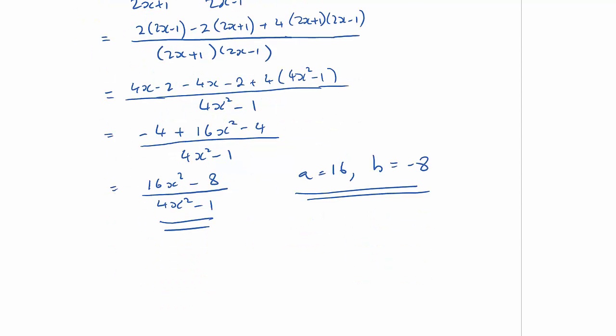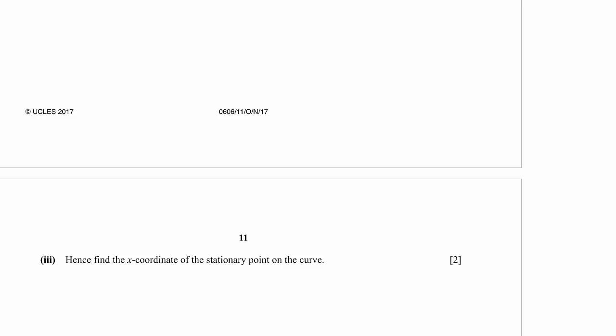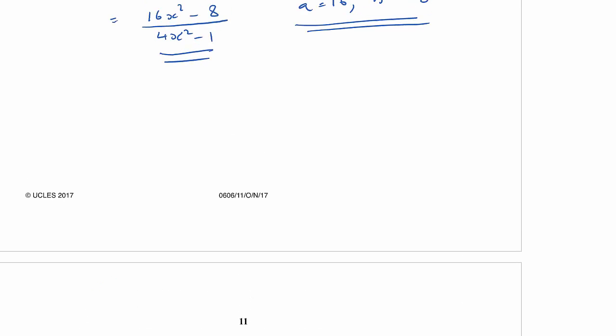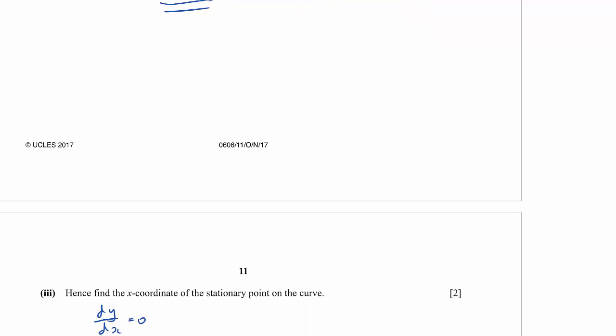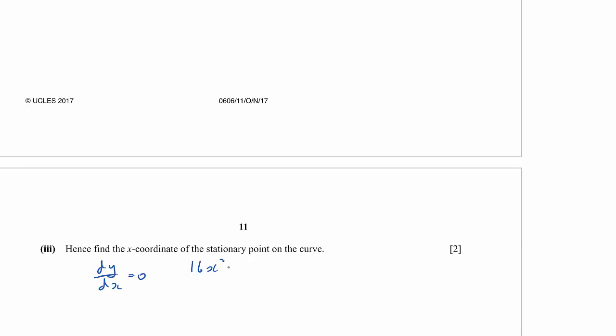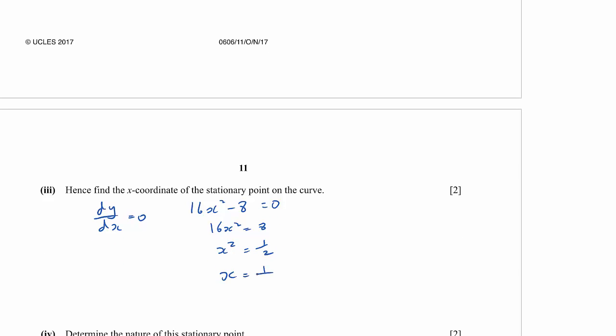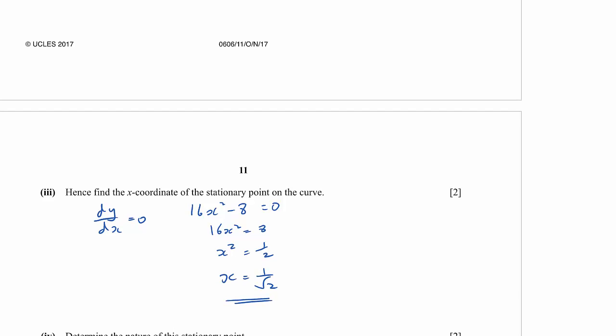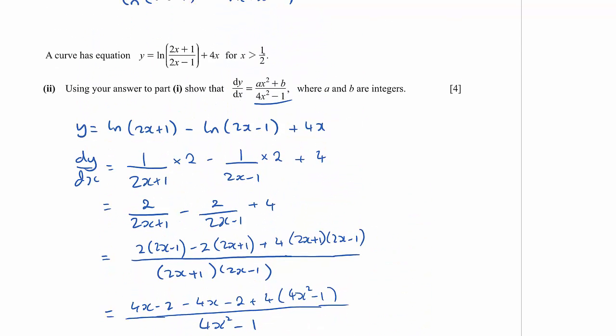Okay, continuing on. Find the x-coordinate of the stationary point on the curve. So we need dy/dx to be equal to 0 for a stationary point, and that just means the numerator needs to be 0. So we've got 16x squared minus 8 equals 0. 16x squared equals 8. x squared equals half. And that means x would be equal to 1 over root 2. Now it could be plus or minus 1 over root 2. But up here, we said it was just x is greater than a half.